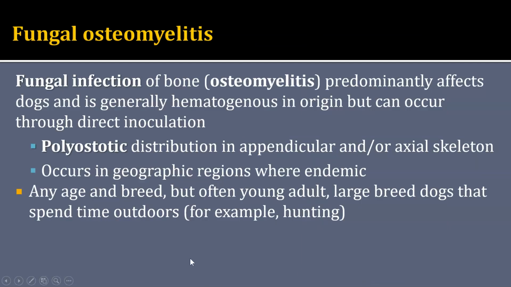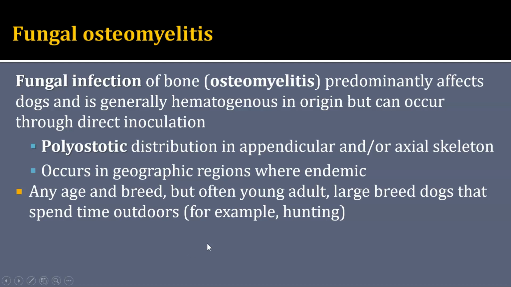So let's finish up this presentation talking about fungal infection of the bone, or fungal osteomyelitis. In our veterinary patients, this predominantly affects dogs and is generally hematogenous in origin following respiratory infection, although it can occur through direct inoculation. Our patients oftentimes have other systemic illness when they have fungal osteomyelitis, so they might have their fungal pneumonia, lymphadenopathy, and fever.